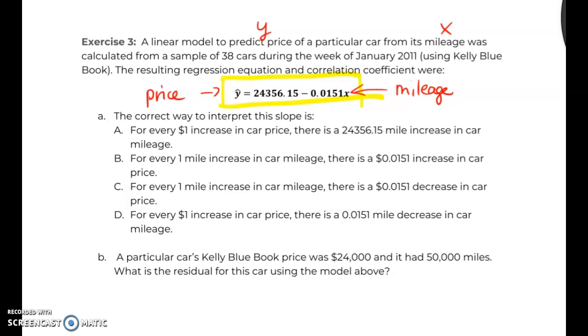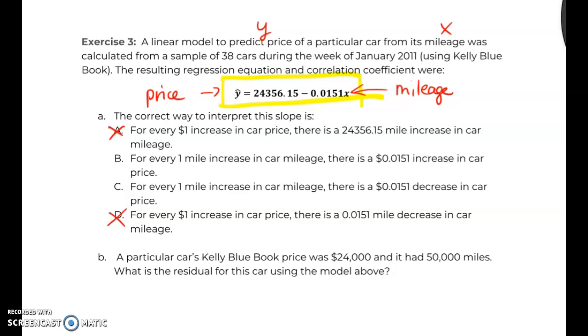So let's interpret the slope over here. So we know our slope is, what happens when our mileage or our x increases by 1. So we want to know what happens to y as x increases by 1. So we're really looking at increasing our mileage by 1 and looking at what happens to our price. Over here it says for every $1 increase in car price. Well, we're not interested in that. We're interested in increasing our mileage by 1.